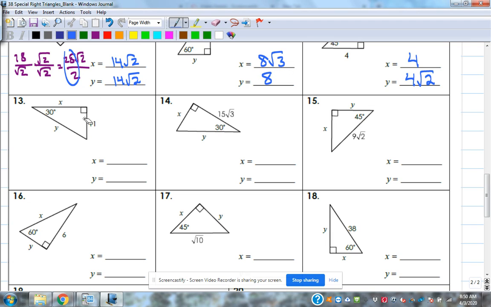13. You have the short side because it's across from the 30. So we know the hypotenuse is twice that. And the longer leg is short side times radical 3.